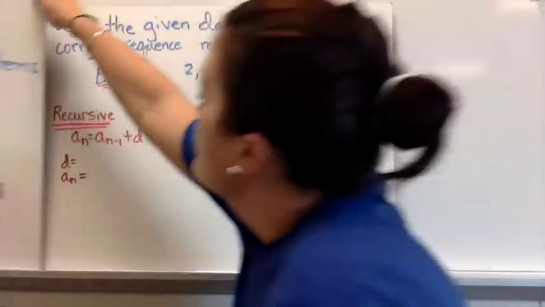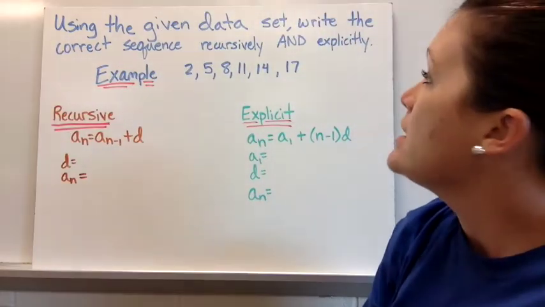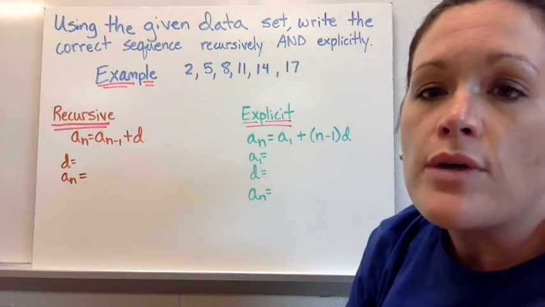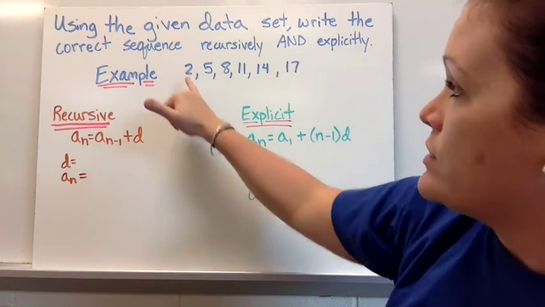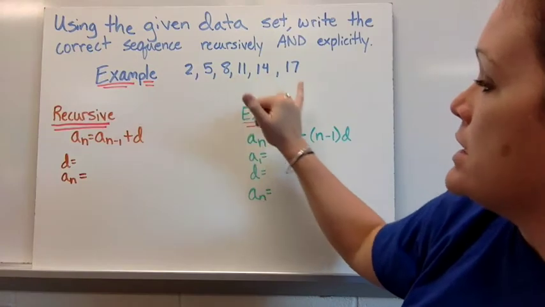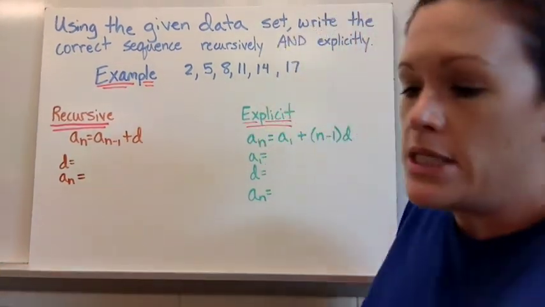So let's see. Let's look at this example. Using the given data set, write the correct sequence recursively and explicitly. So if we're given 2, 5, 8, 11, 14, and 17, what do you notice is happening between each term?